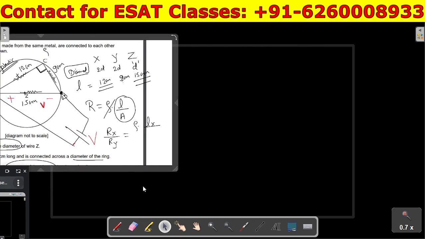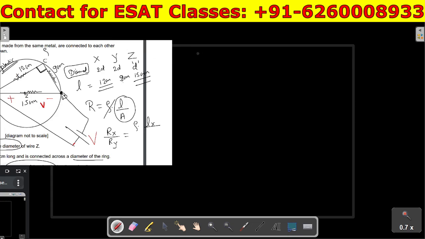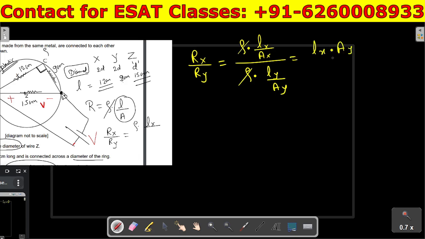Okay, so what we are finding here, we are trying to find the ratio of rx upon ry. So I should write rho L of x upon a of x, upon rho L of y upon a of y. So this rho and rho will be cancelled out. So you will have L of x into a of y upon L of y into a of x, right? You know what is the Lx and what is the Ly. Lx, length of x is 12 centimeter, so write it 12 centimeter. L of y is 9 centimeter, so write it 9 centimeter, into a of y, area, that is the pi r square.